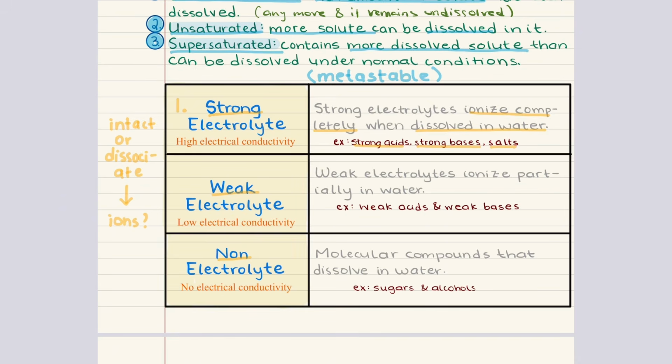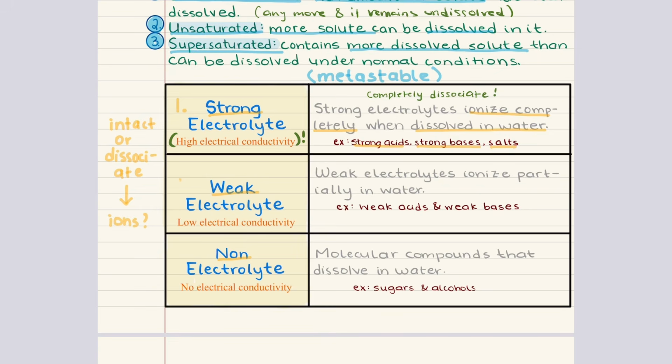The key point is that these substances do not remain as intact molecules. They fully separate into ions, and those ions are free to move throughout the solution. As a result, solutions of strong electrolytes are highly conductive since the freely moving ions can carry electric current efficiently.